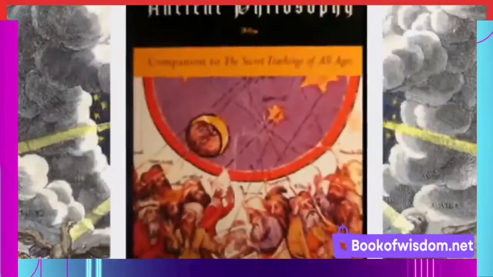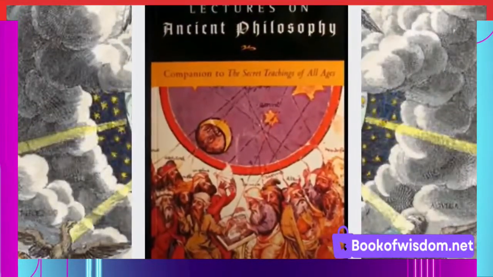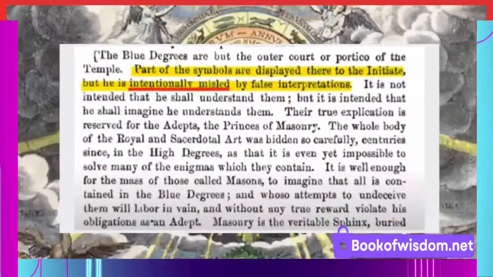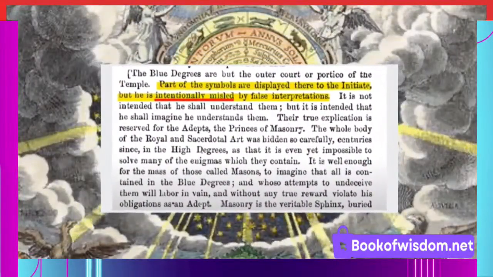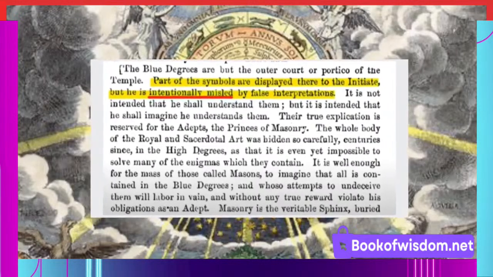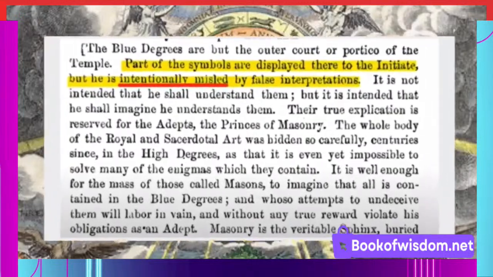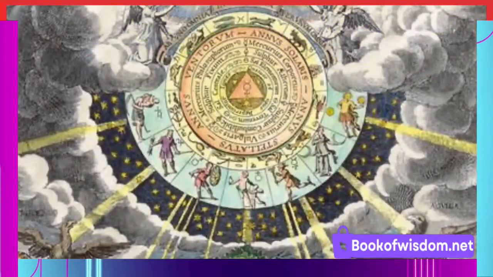However, going back to Manly P. Hall's book, it states, part of the symbols are displayed here to the initiate, but he is intentionally misled by false interpretations. So this is saying even Freemasons are intentionally misled and told lies to conceal the truth, to make sure the truth is hidden in the high degrees of masonry.